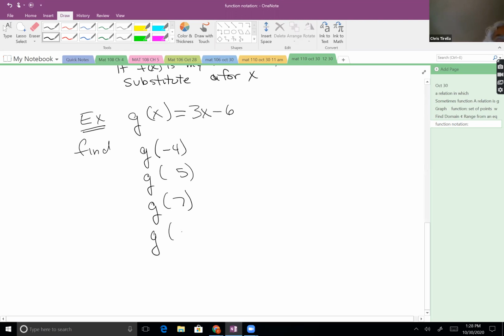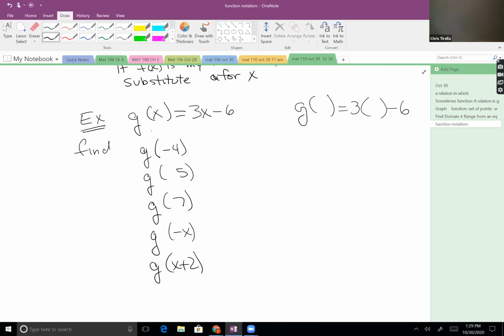Let's find g of negative x, and let's find g of x plus 2. Well, again, where I have g of x equals 3x minus 6, I can think of that x as a placeholder. And whatever goes in for x in the first parentheses is going to go in for x in the rest of the equation. So g of negative 4 would be 3 times what I'm putting in for x, minus 6. And I'm putting in negative 4. So 3 times negative 4 would be negative 12, minus 6 would be negative 18.